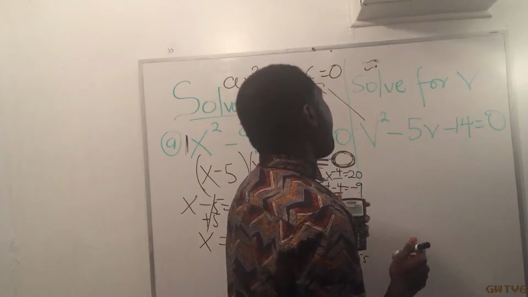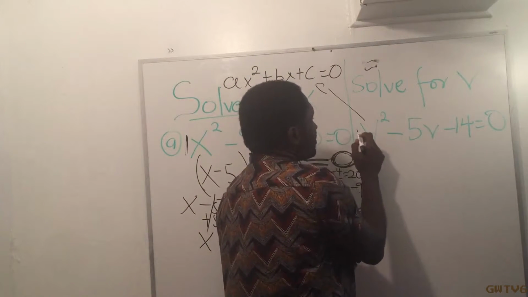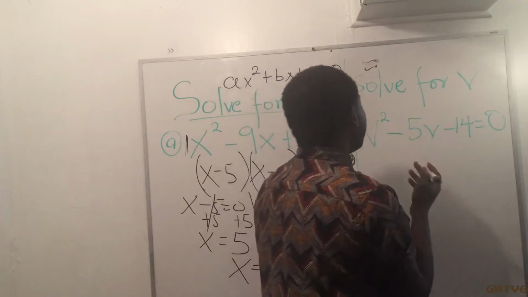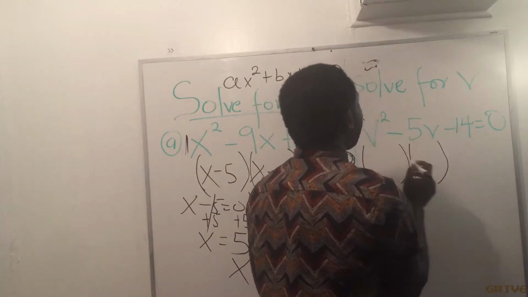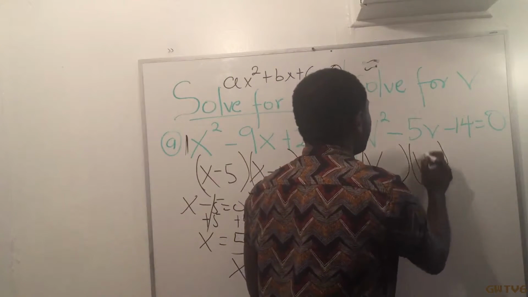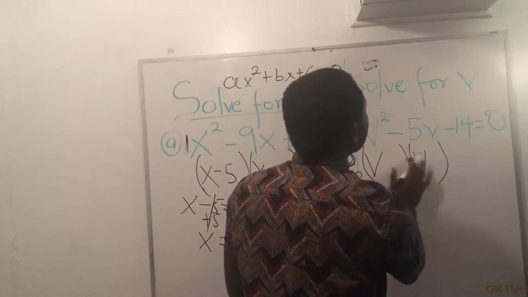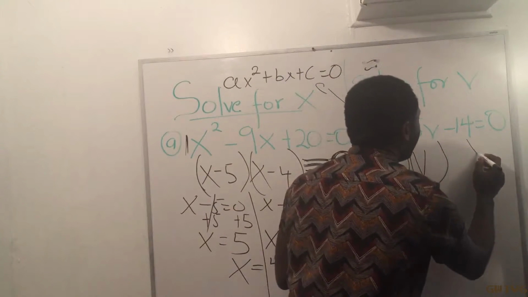And to do that, again, same thing. The leading coefficient is a 1. So I can do it a quick way, which is I just do my two parentheses. And the variable that I'm working with is a v. So I put the v's right here. So I have to figure out what numbers go here.